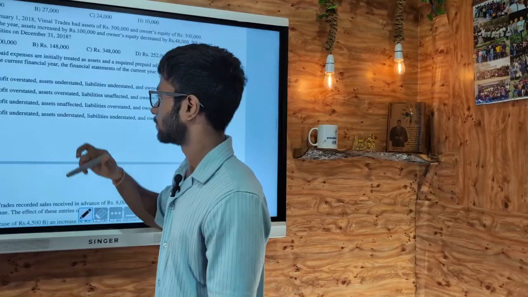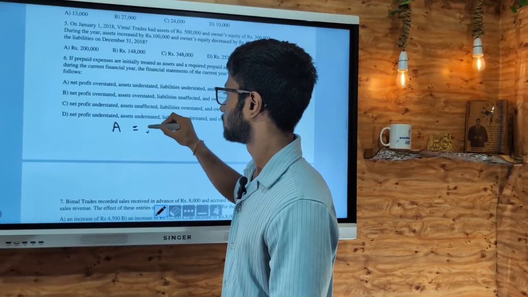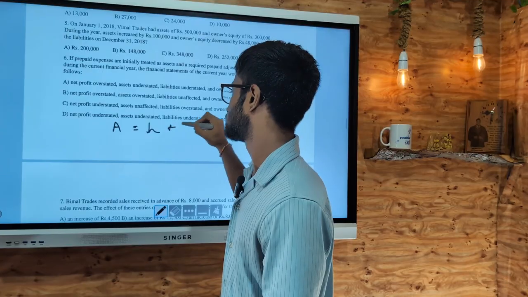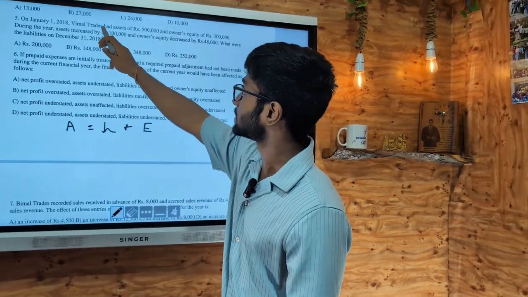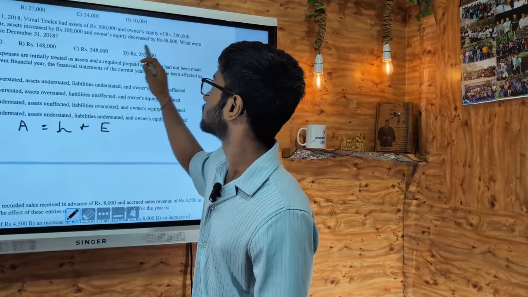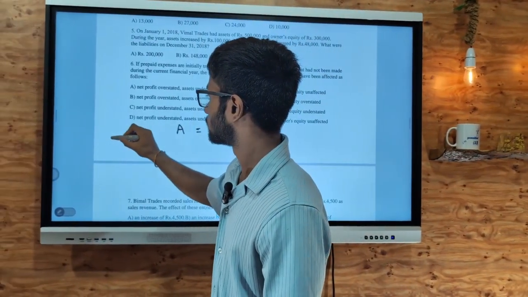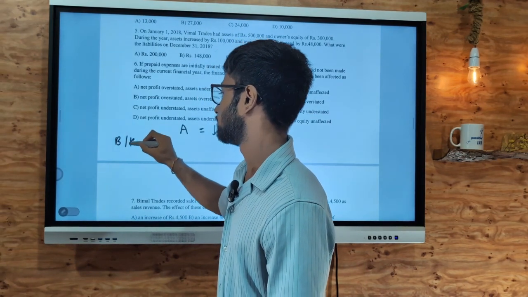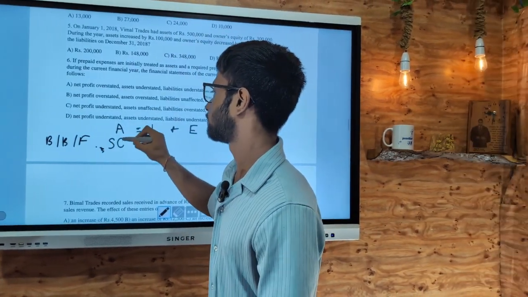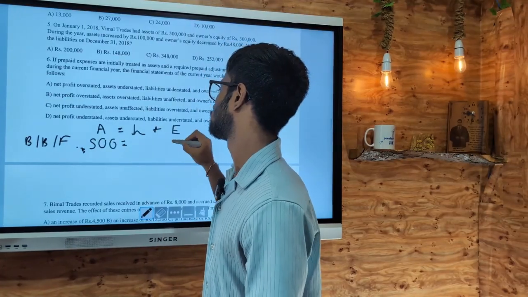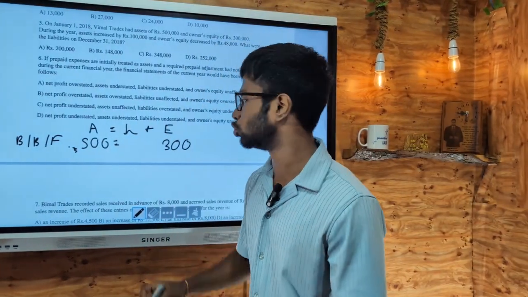Now we know the basic accounting equation: assets equal liabilities plus equity. At the start of the year, we had assets worth 500, equity worth 300, which we can call our balance brought forward at the beginning. We have 500 and equity 300. That means we have liabilities worth 200,000.